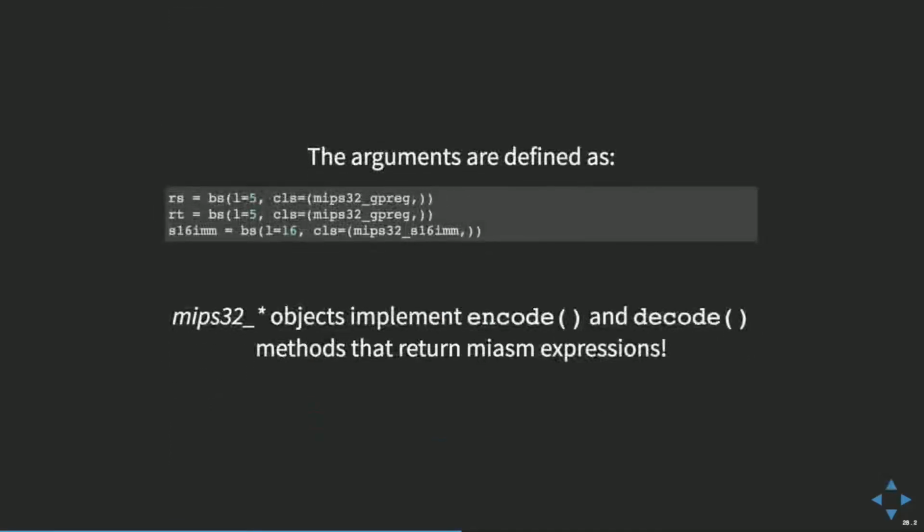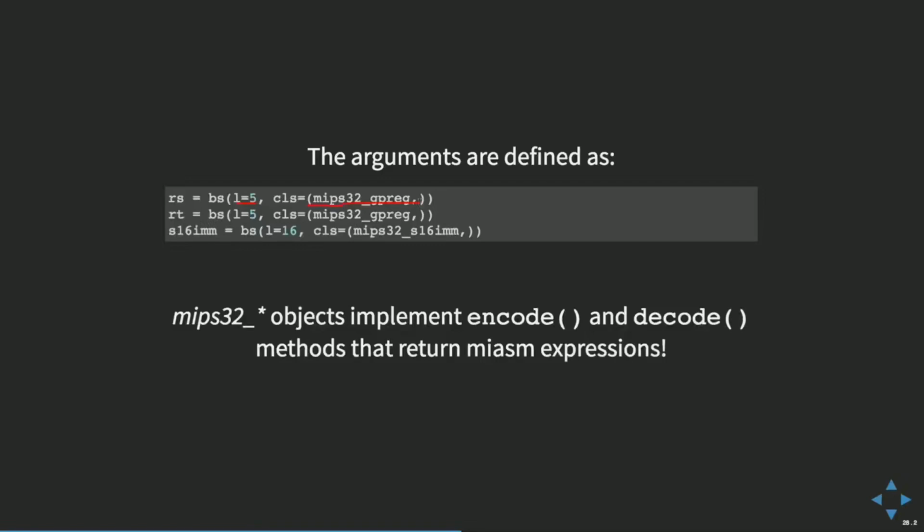You need to define the arguments of this instruction. Again, there will be bit strings, so rs, the source register, will be a bit string of length 5. And here we are telling MySM that it must be decoded with a MIPS32 gpreg object. And we do the same for the target register and the same for the immediate.